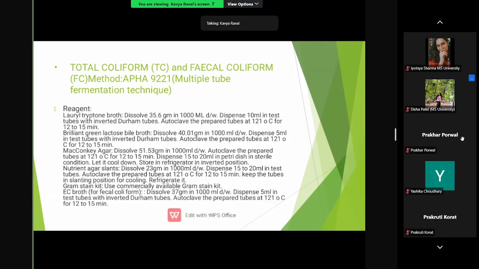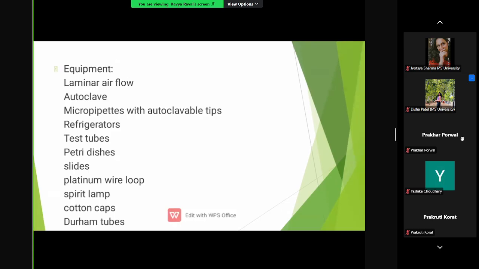The reagents which are used are LT broth, BGLB broth, MacConkey agar, EC broth. The equipment includes laminar airflow cabinet, autoclave, micropipettes, Durham's tube, and incubators. There are various other equipment required which are listed below.